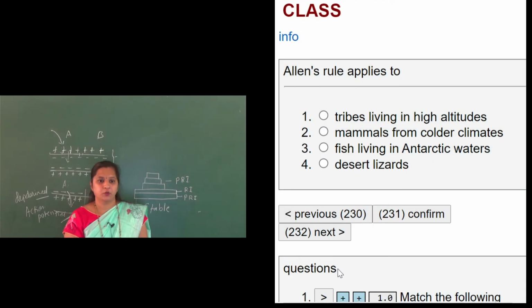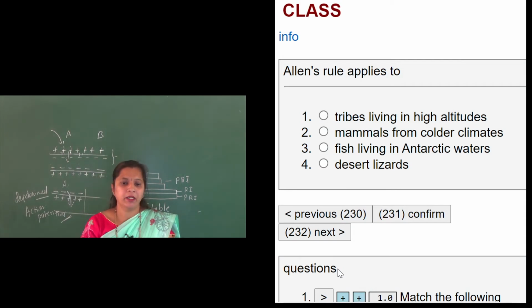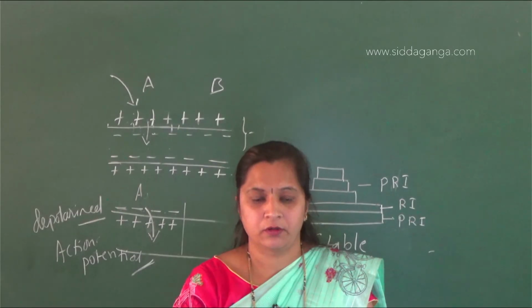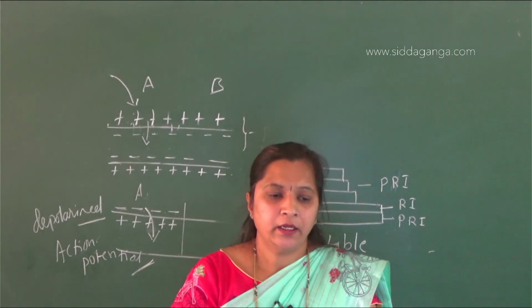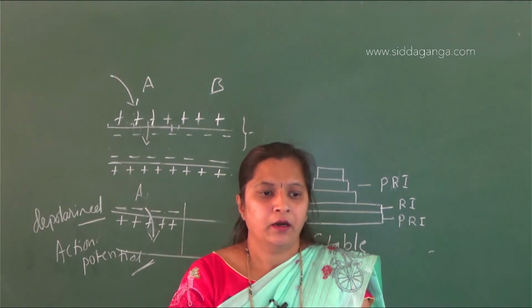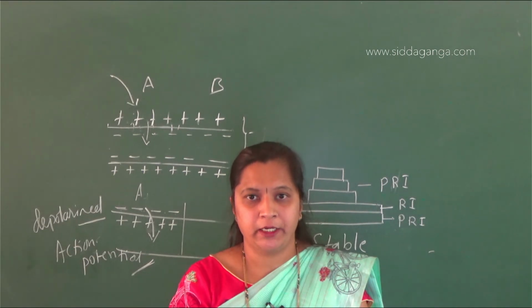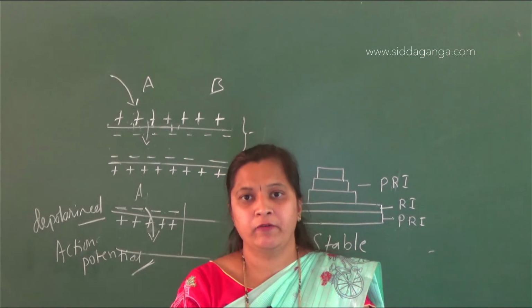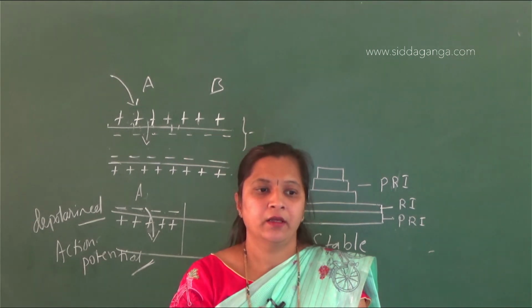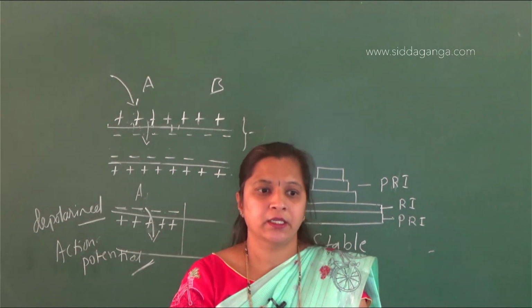Allen's rule applies to tribes living in high altitudes, mammals from colder climates, fish living in Antarctic waters, desert lizards. Allen's rule applies to... it's also a kind of adaptation. So the various organisms have adapted to their living environment for their survival, right? So one such adaptation is Allen's rule.